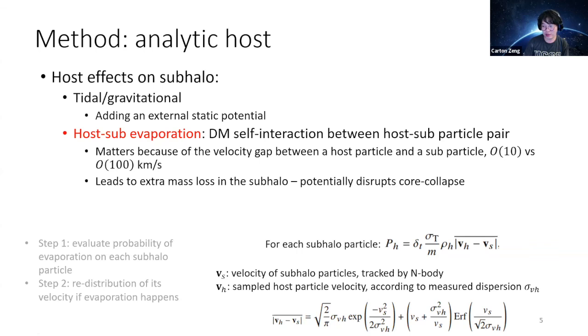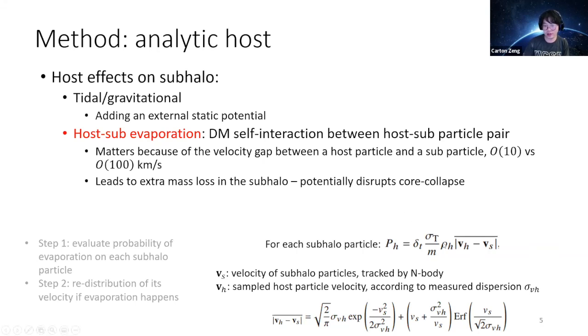And next, because it is SIDM instead of CDM, we also have the self-interaction between a pair of particles, one coming from the subhalo and another coming from the host halo. This matters because there's a velocity gap between the host particle and the subhalo particle relative to the subhalo center. After this two-body scattering, there will be a great velocity gain on the subhalo particle that will possibly, and even very likely, lead to the unbinding of the subhalo particle from the subhalo. And this could even potentially disrupt the core collapse.